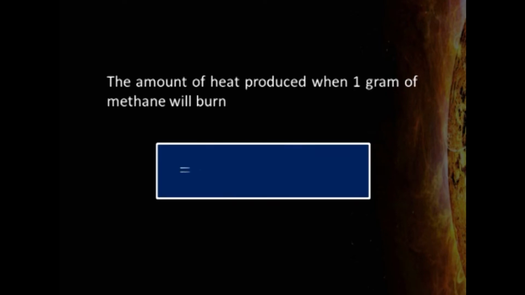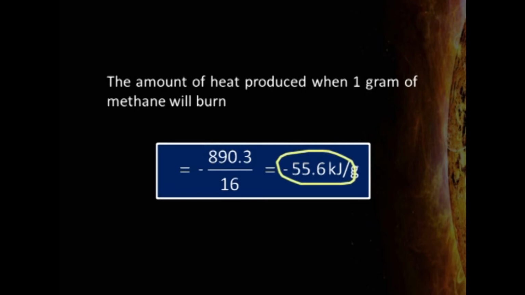So, the amount of heat produced when 1 gram of methane will burn will be equal to 890.3 divided by 16, which is equal to 55.6 kilojoules per gram. Hence, calorific value of methane is 55.6 kilojoules per gram.